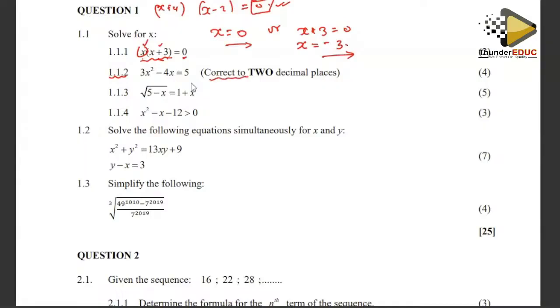Now question 1.1.2. Wherever we see this condition of correct 2 decimal places, just know that we're gonna use the quadratic formula. So step number 1, we need to create the standard form or the standard equation, whereby everything should be on one side and then 0 should be left on the other. So we're gonna have 3x squared minus 4x minus 5 gives us a 0. Okay, so you'll get a mark for just showing us that.